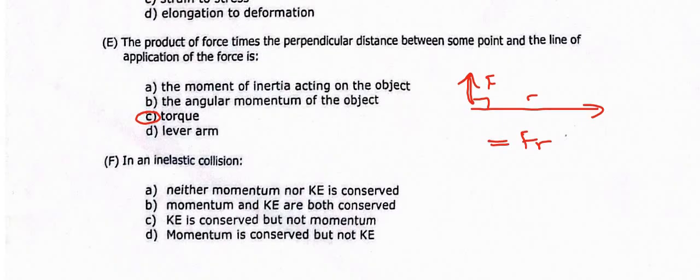Then look at number F. In an inelastic collision, neither momentum nor kinetic energy is conserved. Momentum and kinetic energy are both conserved. Kinetic energy is conserved but not momentum. Momentum is conserved but not kinetic energy. What's the correct answer here? Which one do we go for? Mumezi, what's the best pick here? What? I'm unable to get you. A.